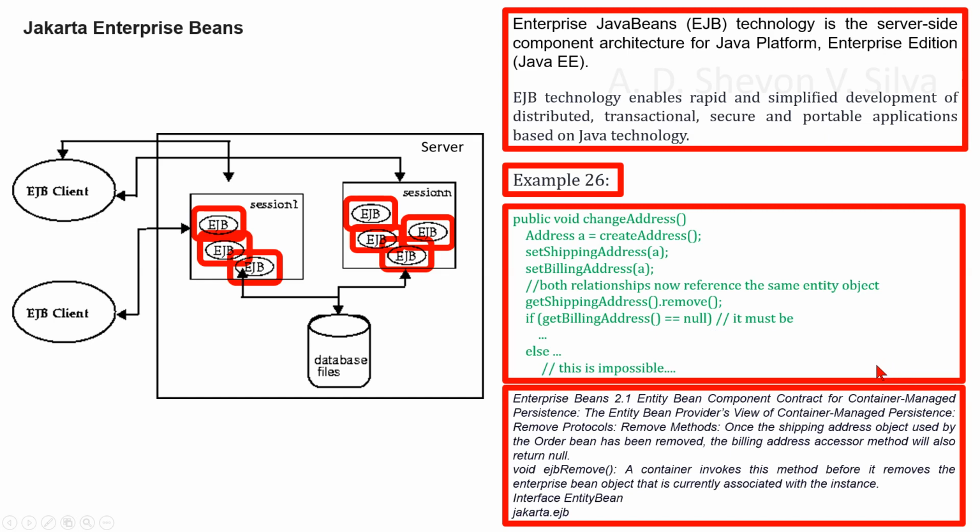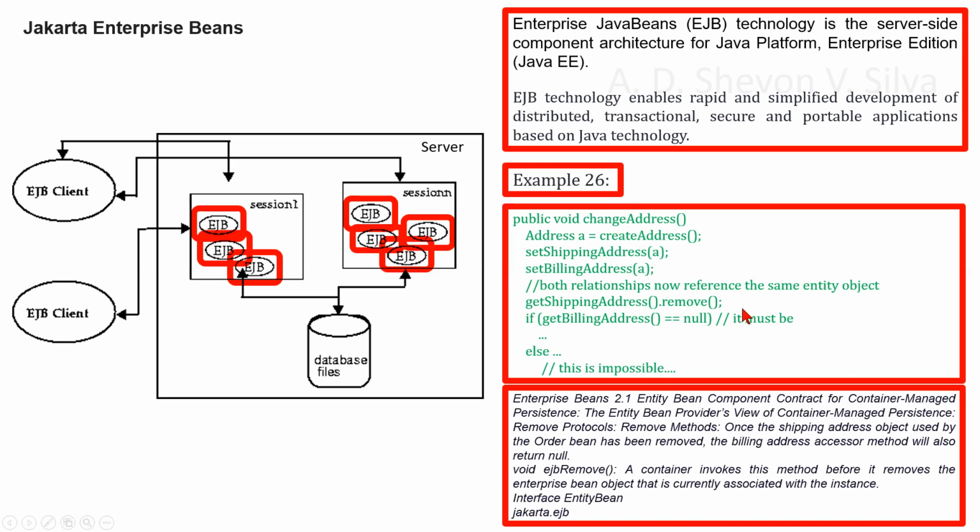Here the void ejbRemove method: a container invokes this method before it removes the enterprise bean object that is currently associated with the instance. This is in the interface EntityBean and package Jakarta.ejb. When the remove method is invoked on an entity object, the container must invoke the entity bean provider's ejbRemove method. After the bean provider's ejbRemove method returns, and prior to returning to the client, the container must remove the entity object from all relationships in which it participates and then remove the persistent representation.